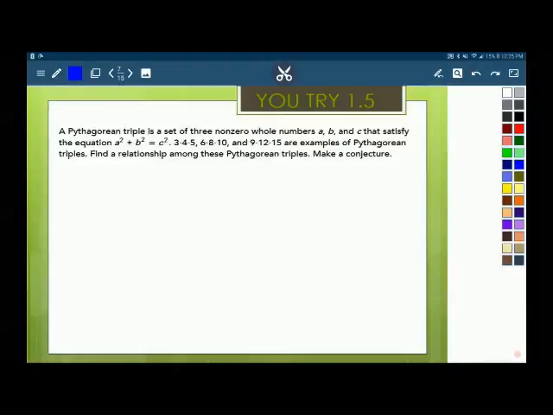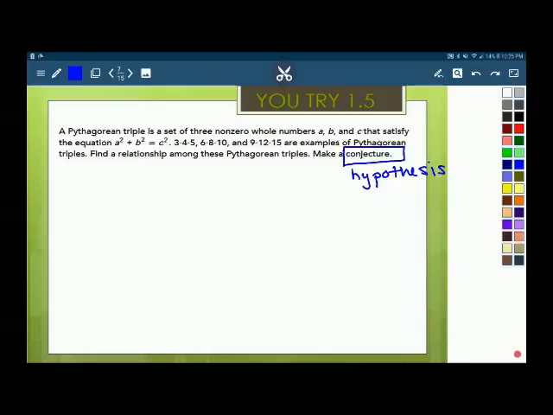All right, so I have one more you try I want you to do, and this is just to kind of extend the first idea we were talking about. A Pythagorean triple is a set of three non-zero whole numbers, a, b, and c, that satisfy the equation a squared plus b squared equals c squared. Now, in that order, a, b, c, 3, 4, 5, 6, 8, 10, and 9, 12, 15 are examples of these Pythagorean triples. Find a relationship amongst these Pythagorean triples and make a conjecture. Okay, when I say conjecture, I mean hypothesis.